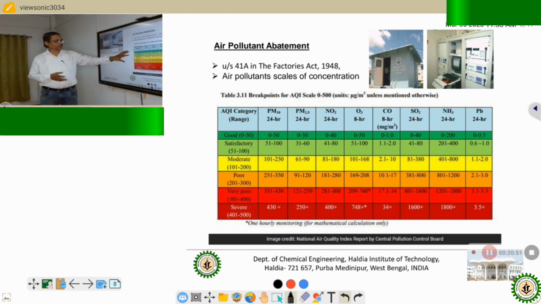It is not only the Pollution Control Board checking all these things, but as per the factory rule, which was proposed in 1948, from 1st April 1948, it was implemented in India. It was proposed and enacted in 1947, but implemented in 1948. From then, time to time, whatever guidelines we get to maintain air quality, every industry has to follow and take care of this factor.